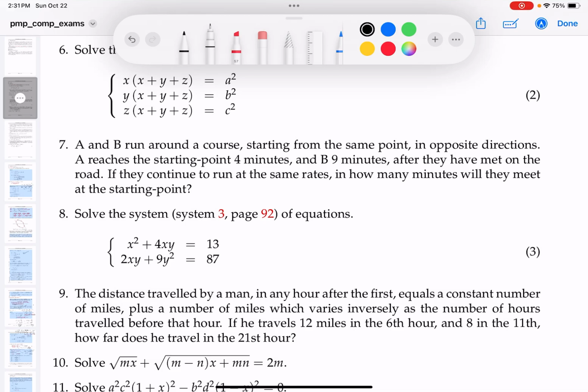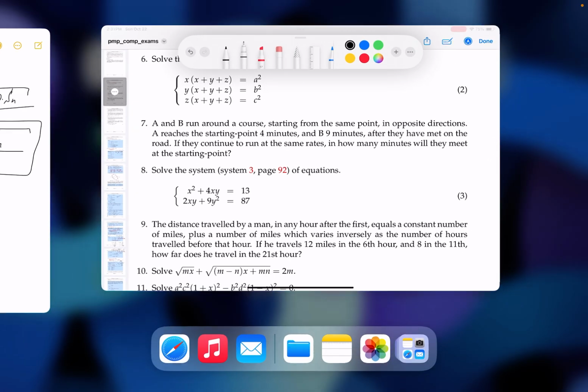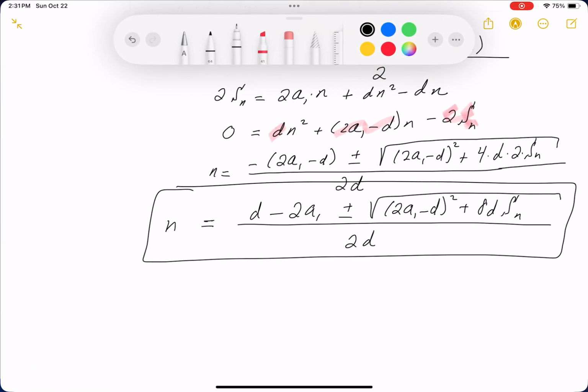Okay, for number 7, it says A and B run around a course starting from some point, but they go in opposite directions. It says A reaches the starting point 4 minutes and B 9 minutes after they have met on the road, or the course. If they continue to run at the same rates, in how many minutes will they meet at the starting point? And to me, it's word soup at this point.